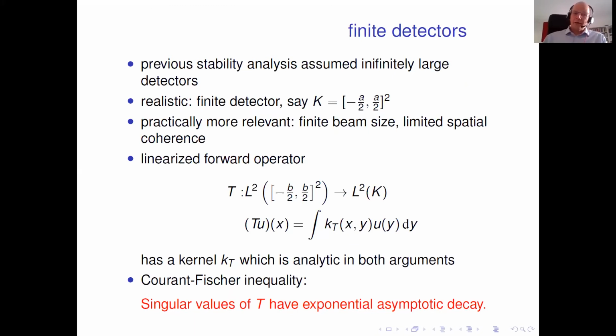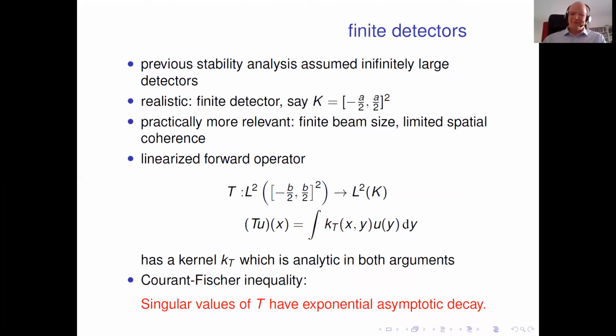Okay, so now if we look at this more realistic setting, then first of all, it seems pretty hopeless because the kernel of this forward operator, so the forward operator is, as you saw, an integral operator, the linearized forward operator, and the kernel is analytic, which means by the Kuban-Fischer inequality, the kernel can be approximated with exponential rates by polynomials or wavelets or whatever. So you have singular values which decay exponentially, asymptotically.